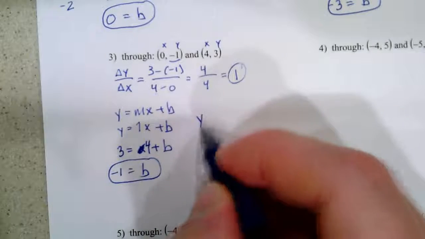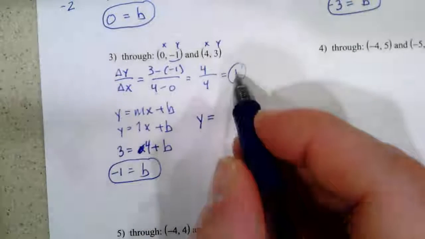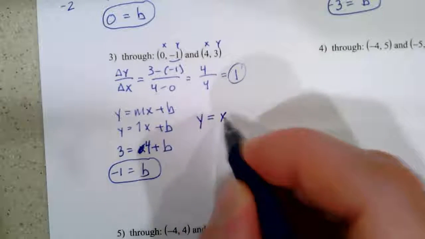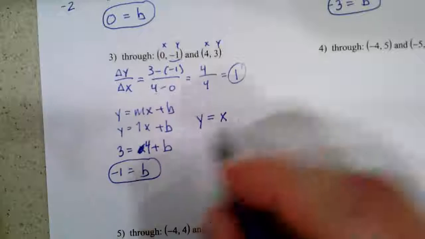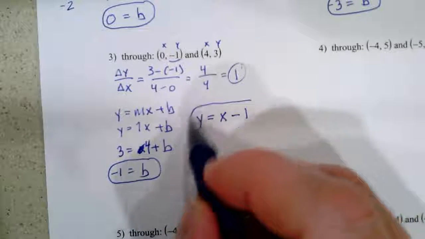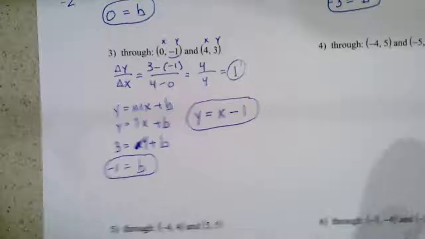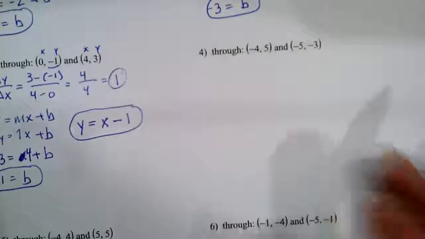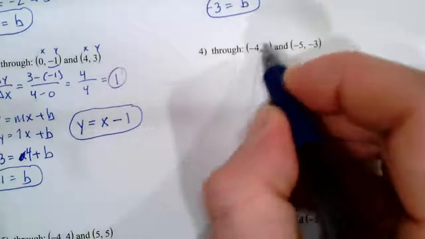Now we just write out our equation. Y equals m, which is 1. I don't have to write the 1. X. And our b is negative 1. So instead of plus a negative 1, I'm going to write minus 1. There we go. All right. Last example here. And we've got our 2 points.